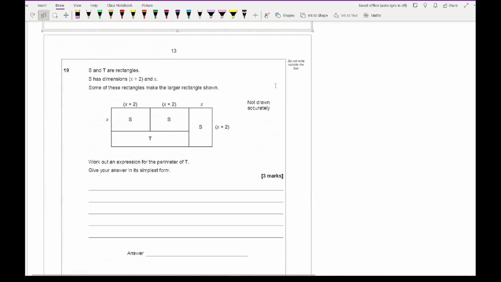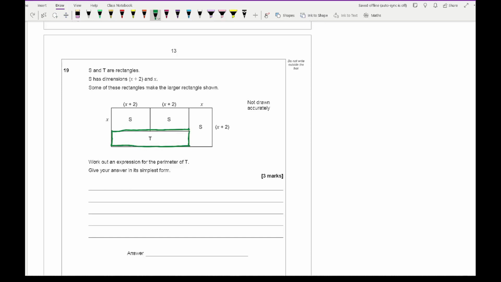Now for question 19, it says that S and T are rectangles, and S has the dimensions of x plus 2 and x. Some of the rectangles make the larger rectangle as shown. It says write down the expression for the perimeter of T. Now for this, what we want to do is not work out the perimeter of the total shape, which is where a lot of people go wrong. We want the perimeter of this here.